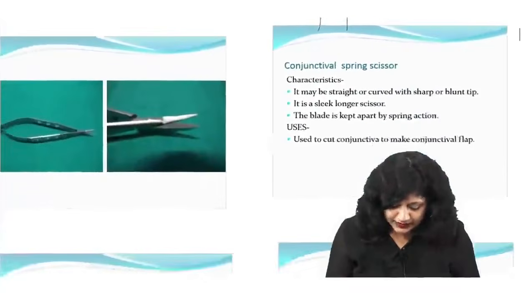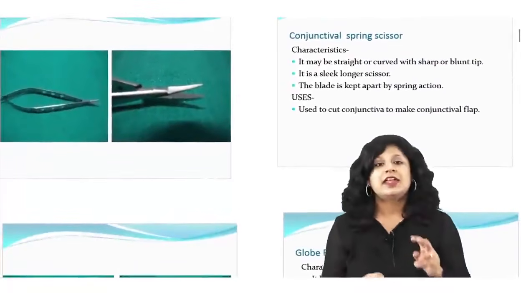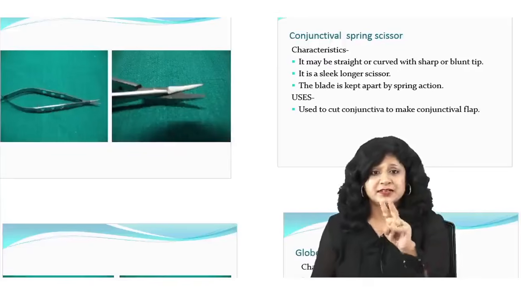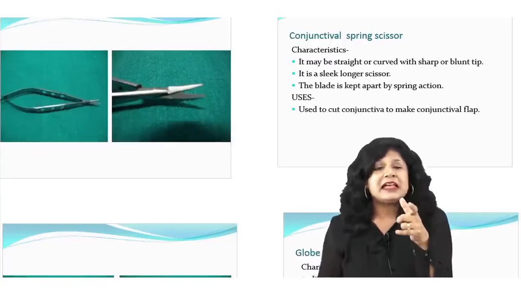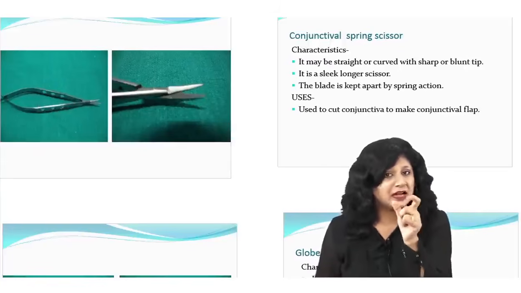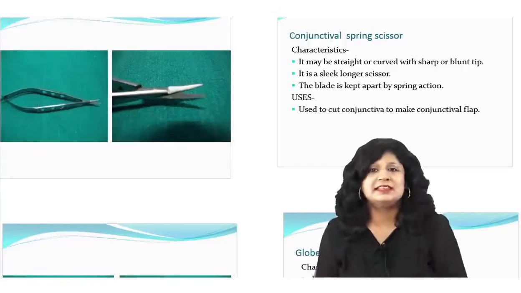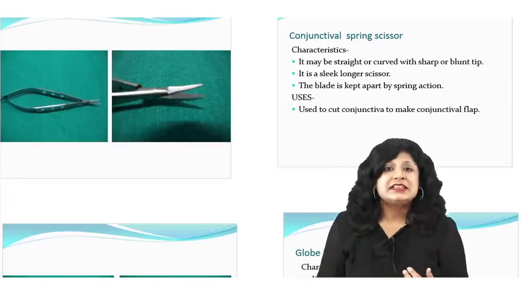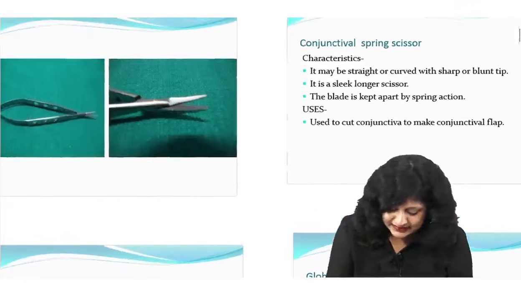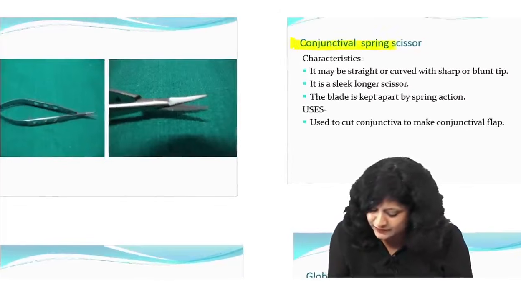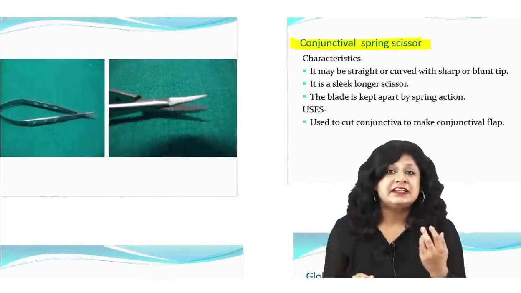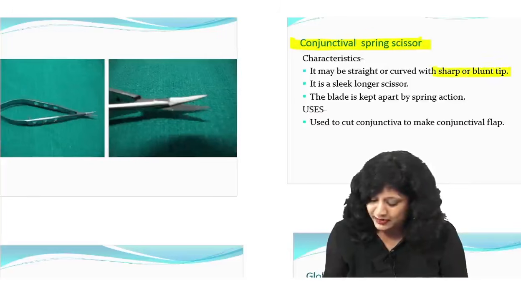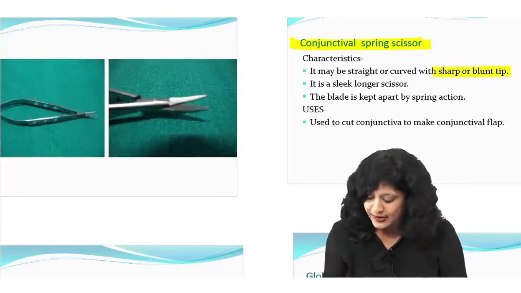All right. Now see this. Now can you see, this is not a forceps, this is a scissor. It's a typical kind of scissor. Can you see? It is not looking like a normal scissor we have. So this is actually a spring scissor. It is a conjunctival spring scissor, and as far as the tip is concerned, we can have a sharp tip or a blunt tip.